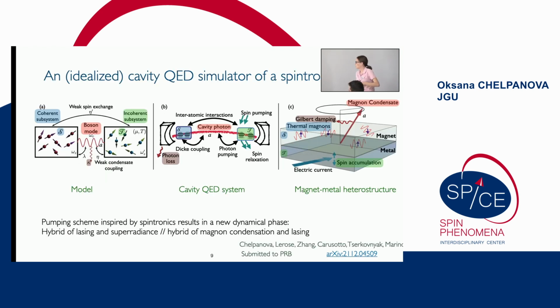Okay, so finally, let me shortly advertise another work in which we study, by merging some ideas from solid-state physics, by considering some physics in the magnet-metal heterostructure. What we have done is consider a minimal model which can simultaneously capture the cavity QED system and the magnet-metal heterostructure. We show which ingredients we should add to both systems to end up with the same effective model, and which interesting hybrid phases we can derive and observe in this case.